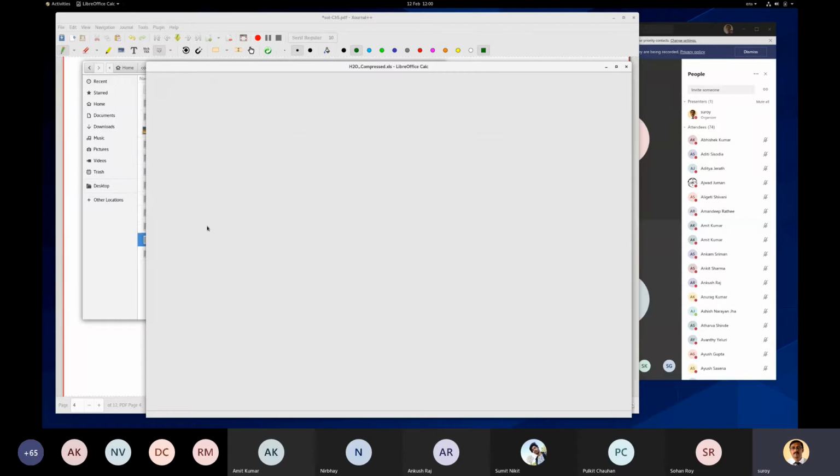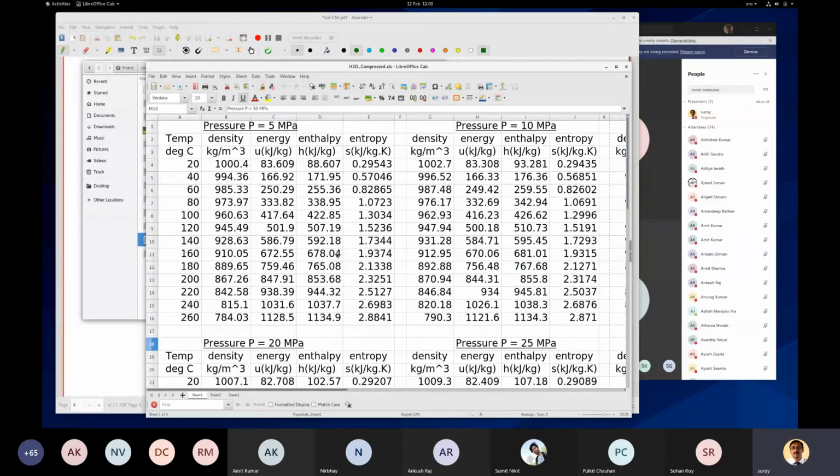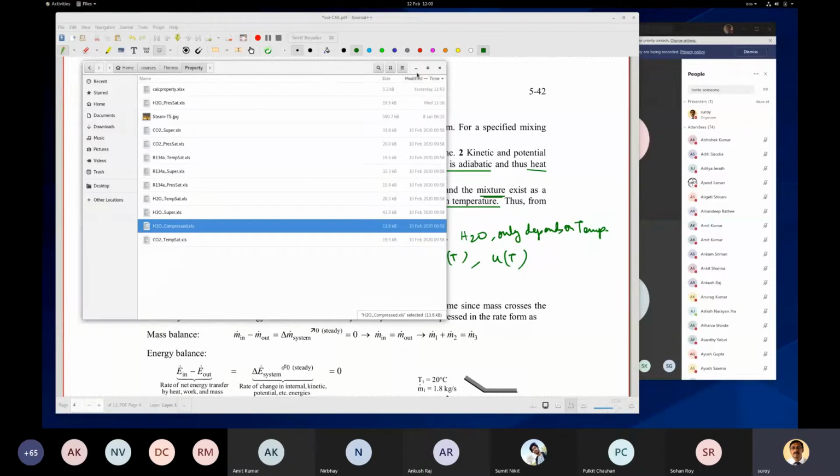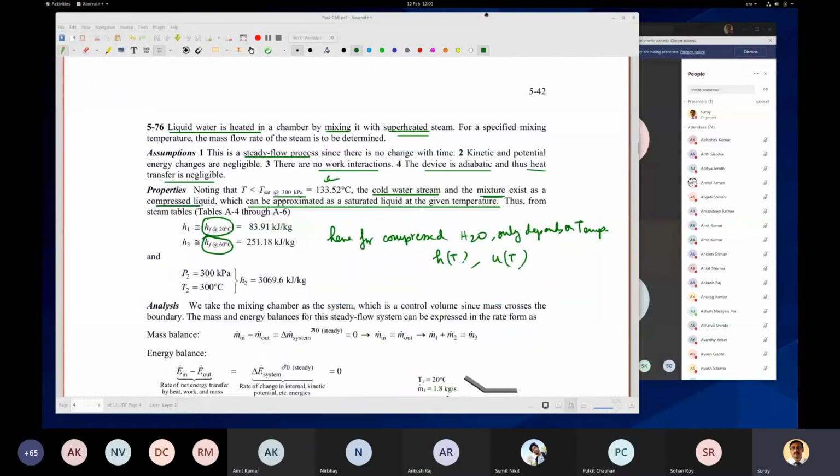compressed liquid. Let us look at the compressed liquid. So at 20 degrees centigrade, for compressed liquid, if it is 5 megapascal it is 83.6. If it is 10 megapascal it is 83.3, right? So there is dependence on pressure. But what it is telling you is not to consider this dependence on pressure and only take it to be dependent on temperature, and then solve it. That is also possible because that variation is very small.